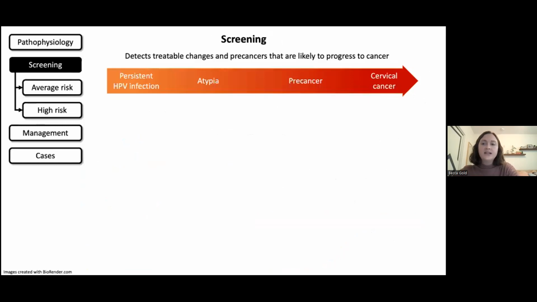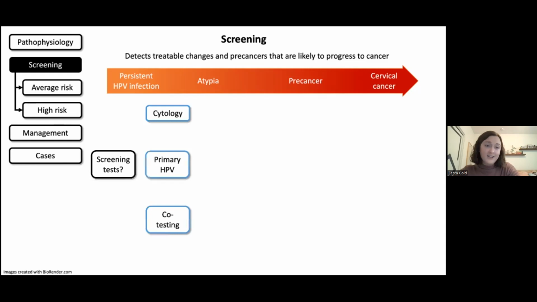Cervical cancer screening seeks to detect treatable changes and precancers that are likely to progress to become invasive cancer. Over the last century, screening has been very, very effective in reducing the incidence, morbidity, and mortality of cervical cancer. There are 3 available tests that you can use for cervical cancer screening. There's cytology, or the pap smear, primary HPV, and co-testing.